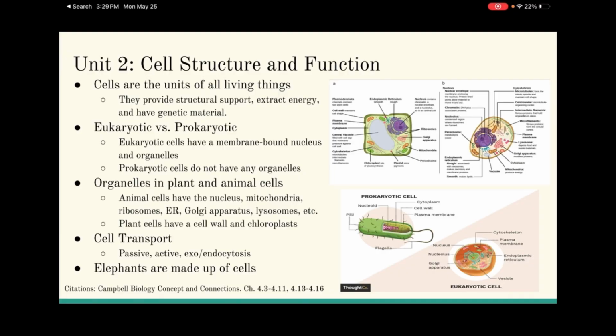There are two main cell types, which are prokaryotic and eukaryotic cells. Prokaryotes are single-celled organisms without a nucleus or any organelles, while eukaryotes have a membrane-bound nucleus where DNA is stored and also other organelles. An example of prokaryotes could be bacteria, while eukaryotes could be like plant or animal cells. So there are also different organelles in plant and animal cells.